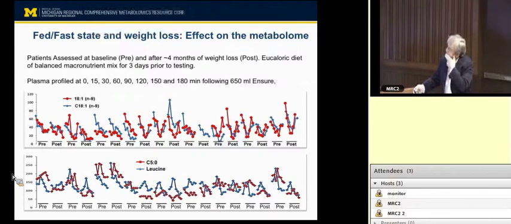Okay. The other thing about targeted metabolomics is that you can actually do direct comparisons a lot between different metabolites.